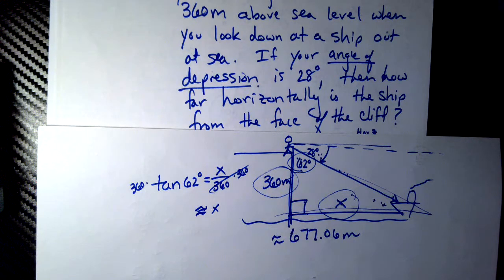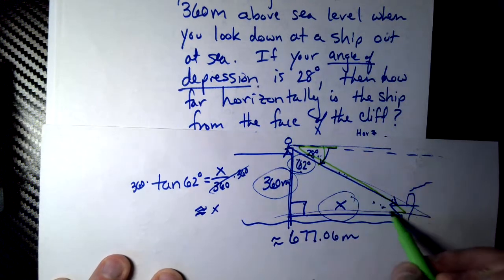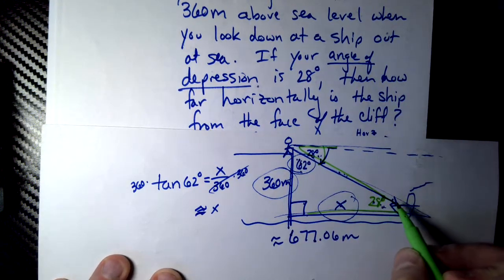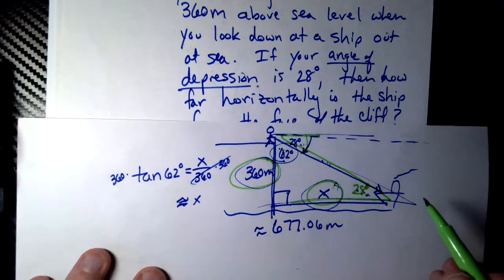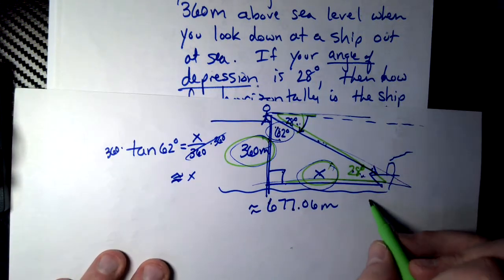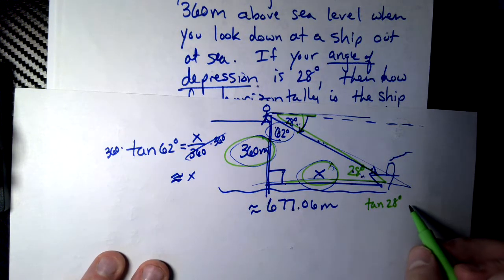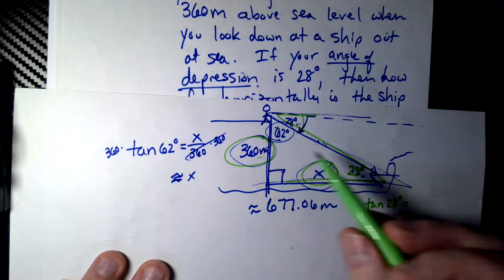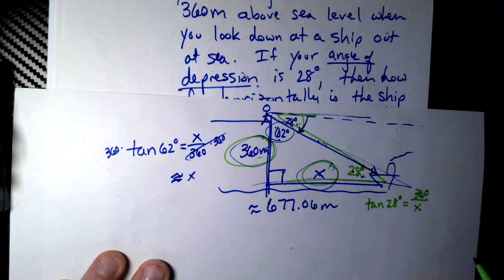If I had approached the problem differently and I said, I'm going to use alternate interior angles, I'm going to make that Z shape. This is 28, and I have opposite and adjacent. I would still use tangent, but it would look different. Tangent of 28 degrees is going to be equal to opposite 360 over the adjacent. And so the work is a little different.